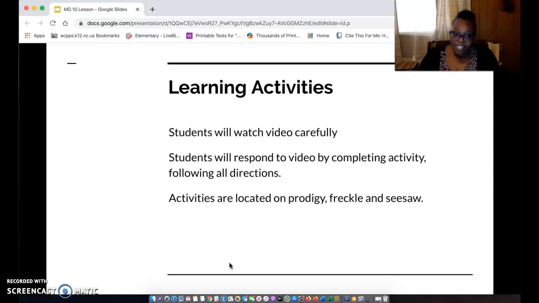So for learning activities this week, students, you'll be watching videos carefully because that will have all the information that you need. You will also respond to videos by completing activities, follow all directions. That will really be important. And just for note, remember activities are located on Prodigy, Freckle, and Seesaw this week. We will still be sending out information through Dojo as we have been the past few weeks.